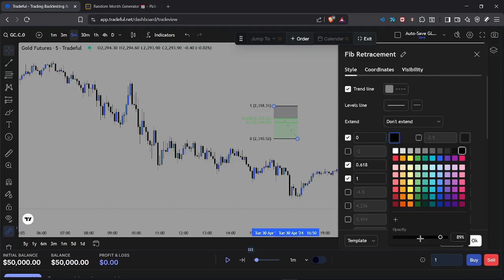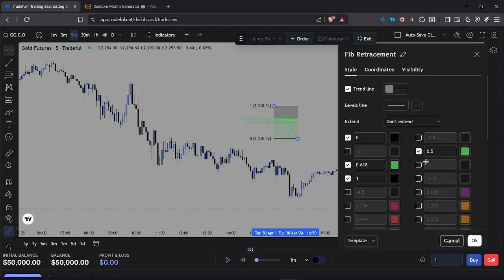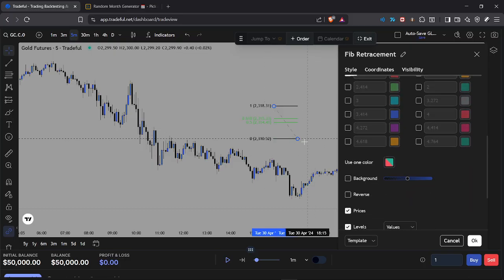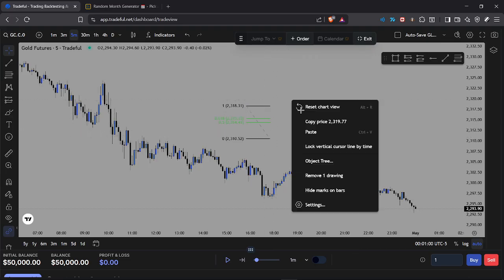So then you also need to make sure, I don't know how they do it. Use one color. Okay, I guess we don't need a background. We'll just figure it out. Wait, okay.